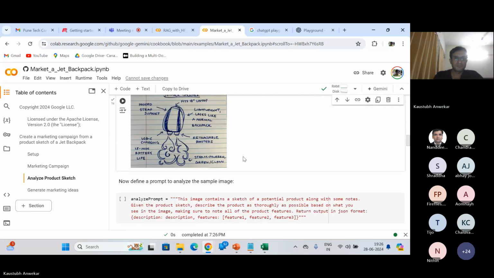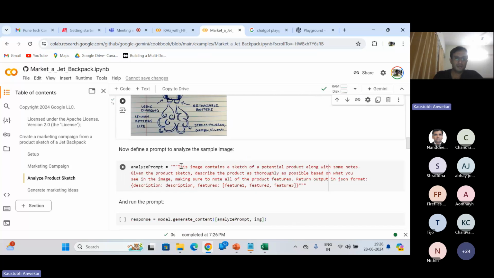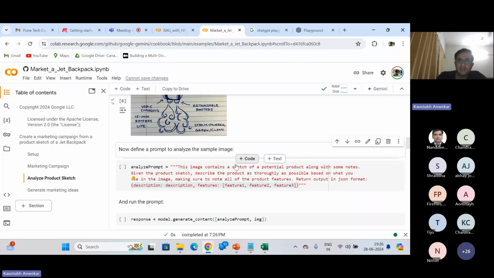Okay, now this is a prompt. This image contains a sketch of a potential product along with some notes. This is a product along with these are the notes. Given the product sketch, describe the product as thoroughly as possible based on what you see in the image. Make sure to note all the product features. Return the output in JSON format. So this is nothing but prompt engineering, if you remember, right? Very clear instructions on what is to be generated, very clear instructions on what should be the output format.